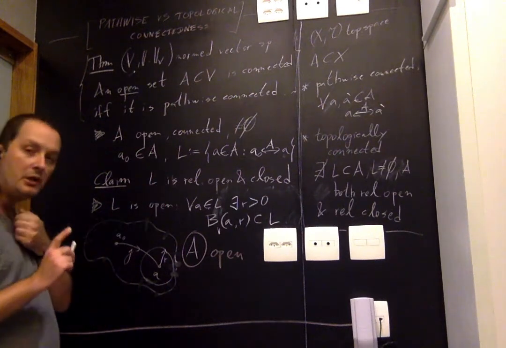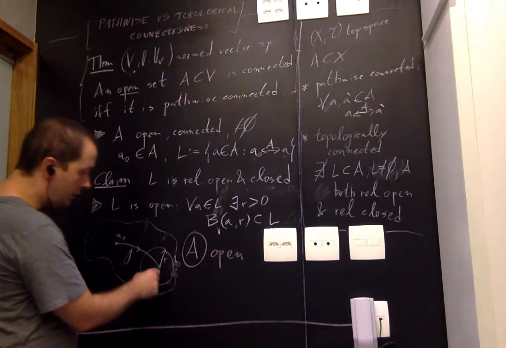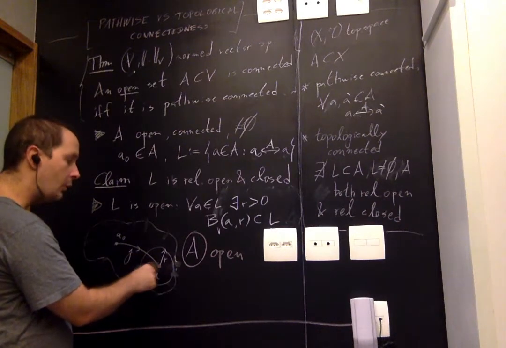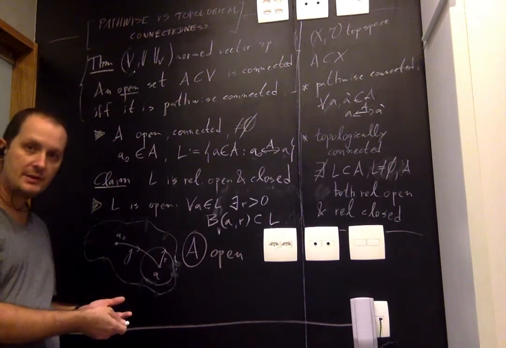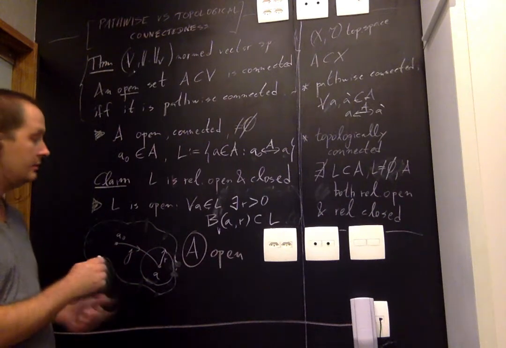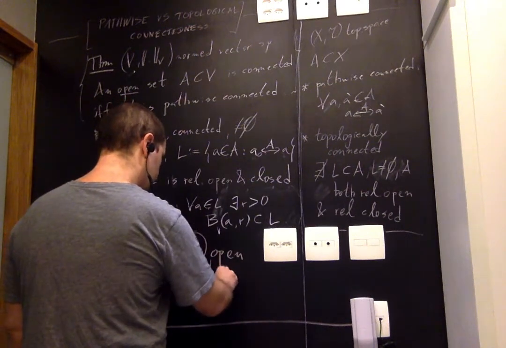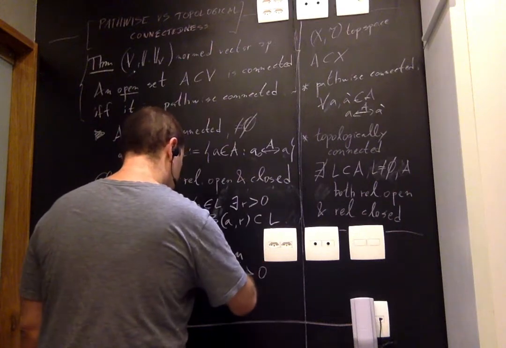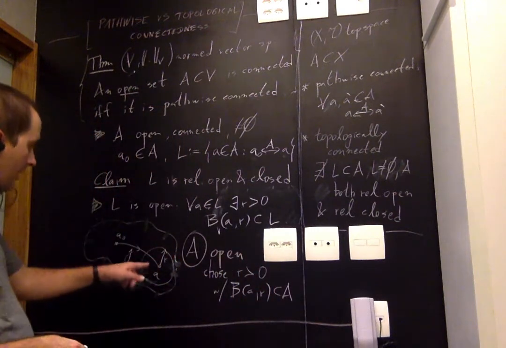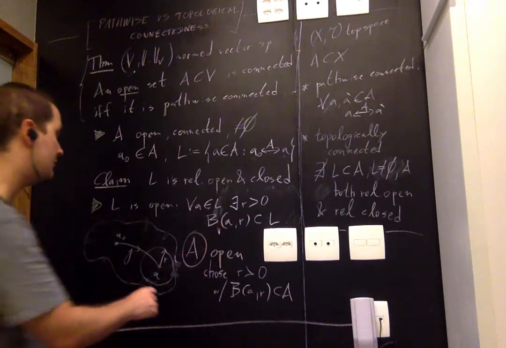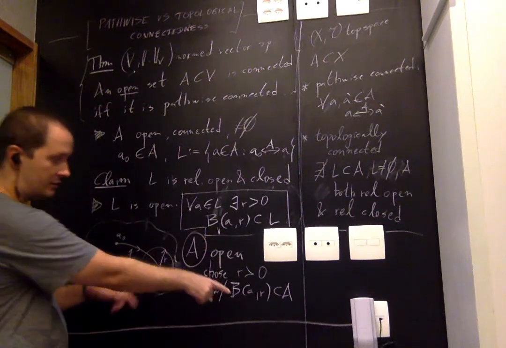Why? We're going to use something easy but important that we proved two videos ago. We argued that open balls or closed balls in a vector space are always convex, and therefore they are always pathwise connected, right? So I chose r such that the ball is contained in A. I know that works because A is open. And now I want to prove that this ball is contained in L. And I claim that the same r that I took here should work here.